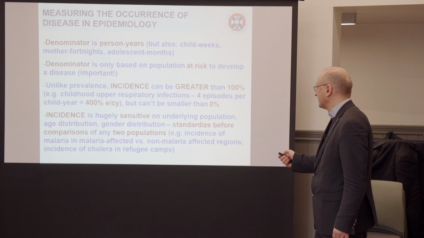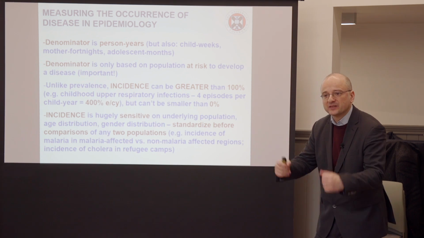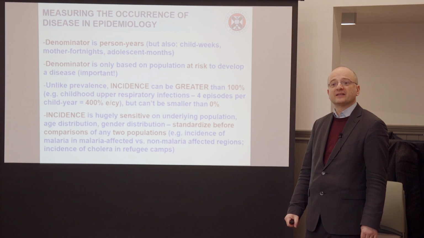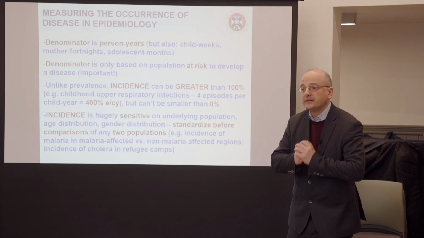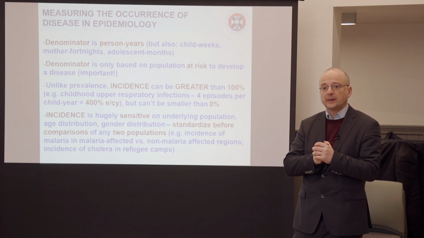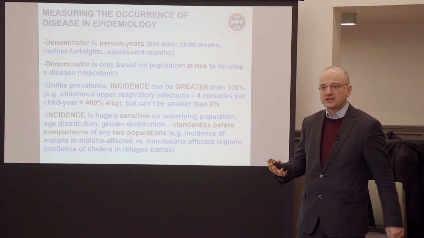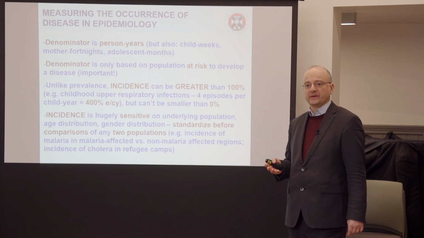Unlike prevalence, incidence can be greater than 100%. Oops! How is that possible now? How can anything be greater than 100%? Why? Because if you have 100 children, and you're looking for 1 year for upper respiratory infection, each child will have at least 3 upper respiratory infections in a year, right?